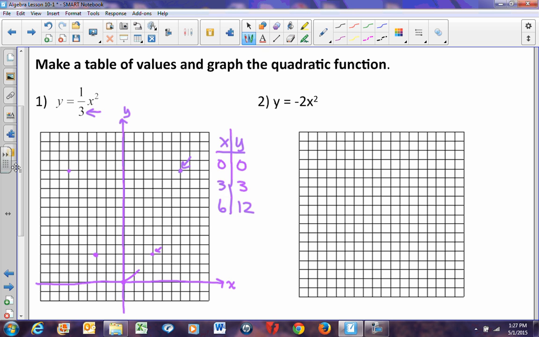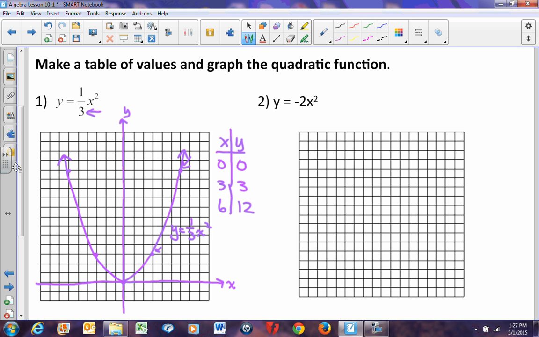Now I can draw my graph with a nice smooth curve. Easier said than done, because I'm not very good at drawing. And there's the graph of y = 1/3 x². They're not hard to graph once you have at least 2 to 3 points.